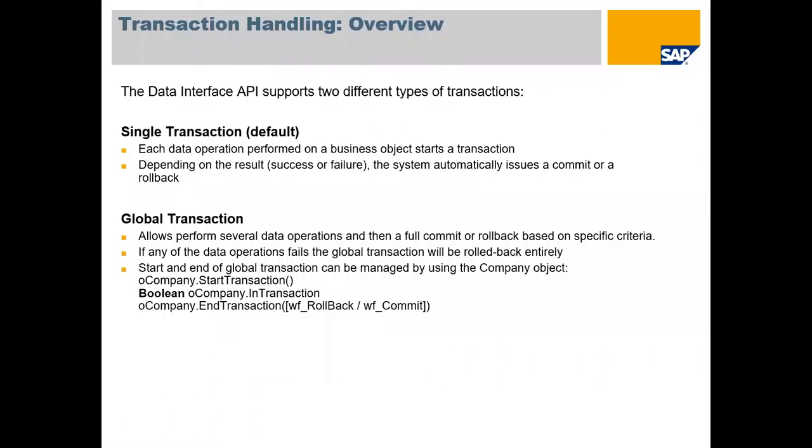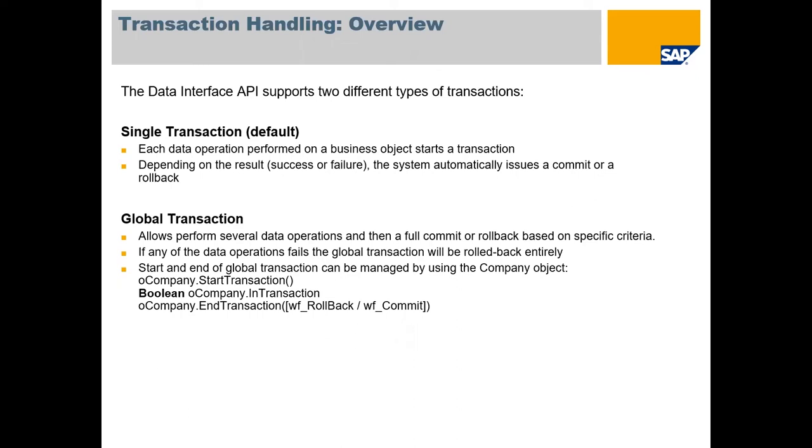For today's session, we'll learn about transaction handling. In SAP Business One, when a data operation is performed on a business object, a transaction is started. The SAP Business One database uses transactions to keep the data consistent. If the operation is successful, a commit operation is issued and the data is saved. If the operation fails, a rollback operation is started and the data is disregarded.